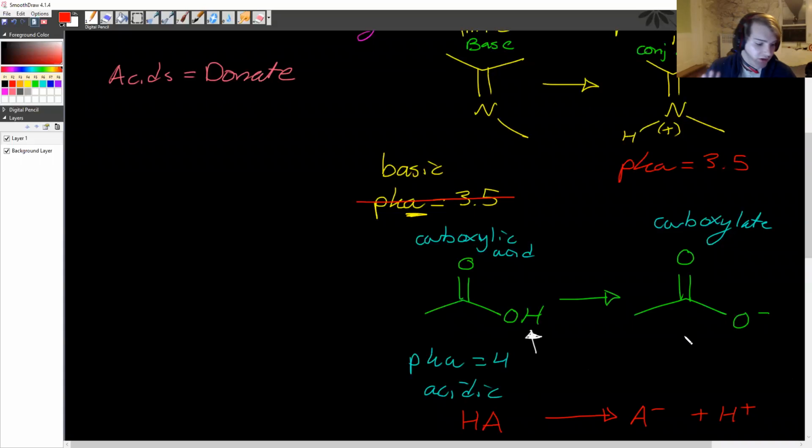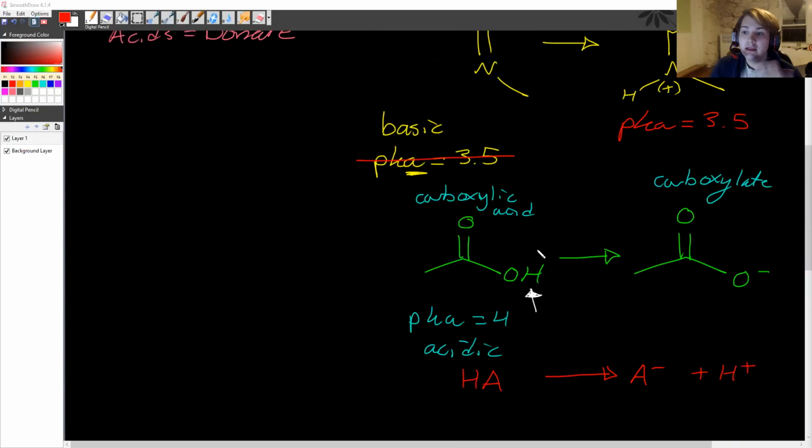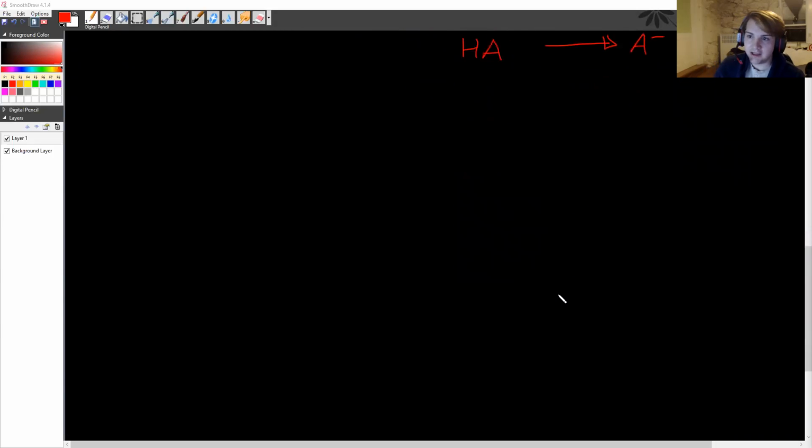Any questions, anything like this? Does this make sense? Is it just a new way of describing things? Cool. All right. Let's talk about how this plays into acid and base chemistry when we're doing the problems in the book.